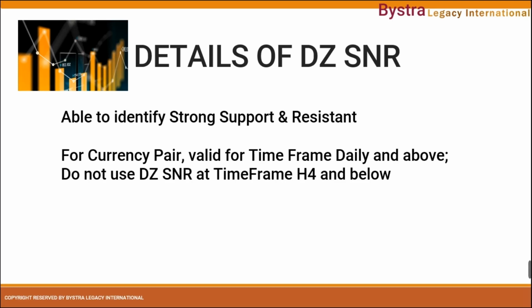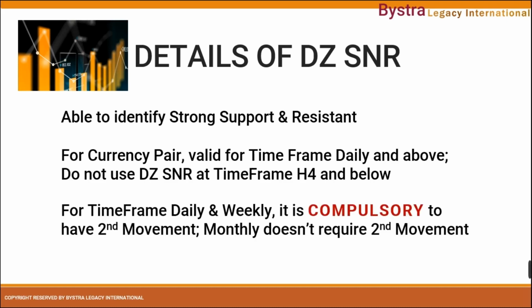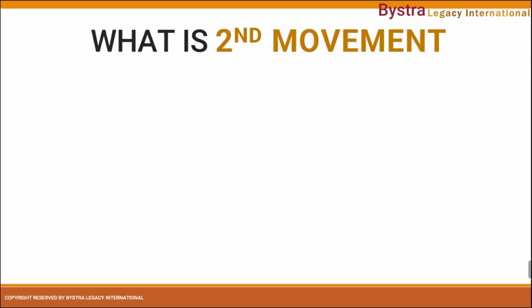So guys, for any normal currency pairs, do not use it at the time frame of H4 and below. Price will just break out very easily. Now, for the time frame daily and weekly, it is compulsory to have the second movement, whereas the monthly time frame doesn't require the second movement. What is that? I will show you in the next slide.